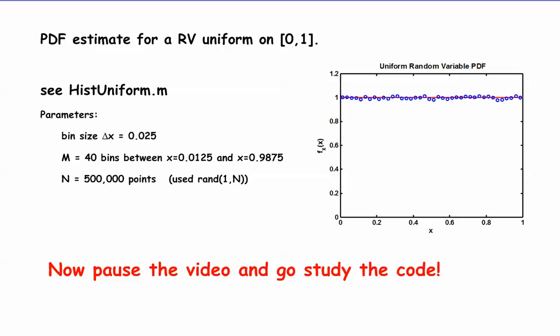I am going to make available to you a program entitled histuniform.m. It's got all the steps that I use to create the PDF over here. The red line is theory, and the blue circles are the estimate.